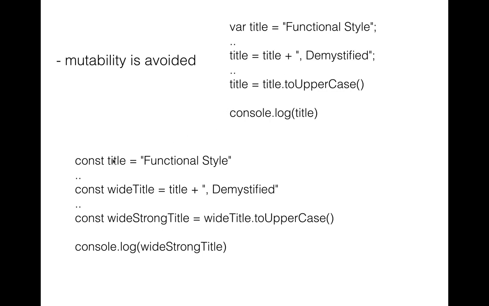So as you can see here, we create separate constants, title, wide strong title, and avoid state changes. Yeah, of course we are making use of or creating three separate constants, but this allows for easy debugging. So that is the second concept, state change is avoided in functional style.